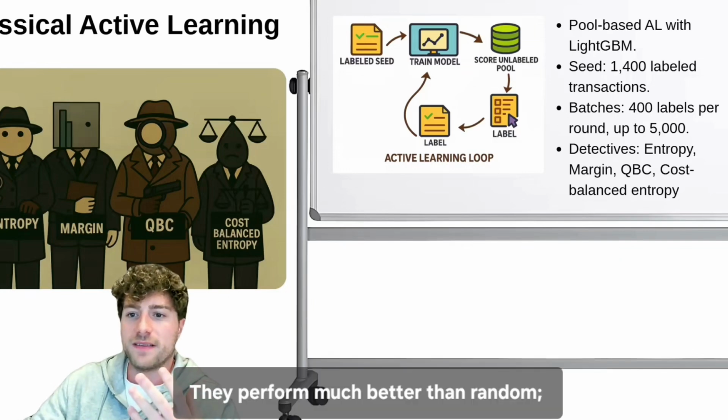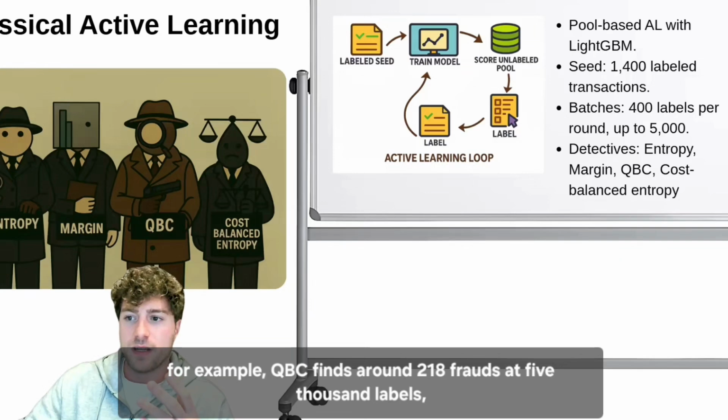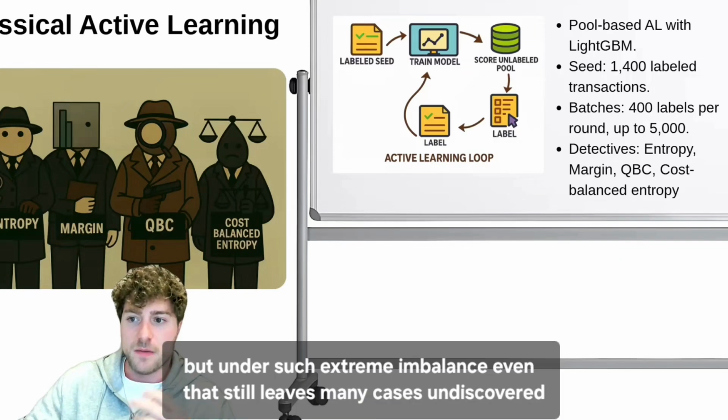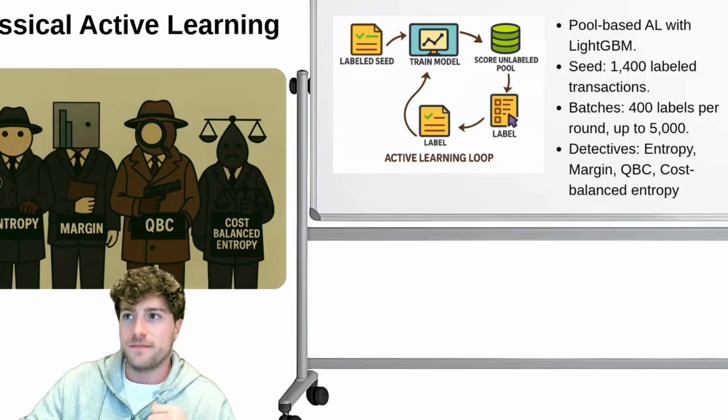They perform much better than random. For example, query by committee finds around 280 frauds at 5,000 labels. But under such extreme imbalance, even that still leaves many cases undiscovered.